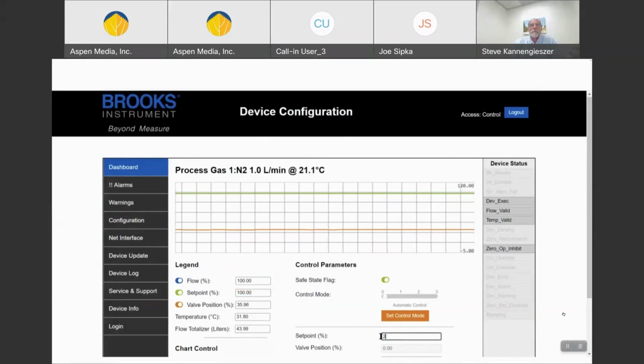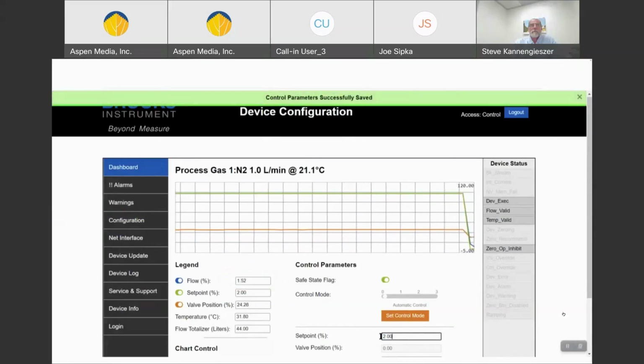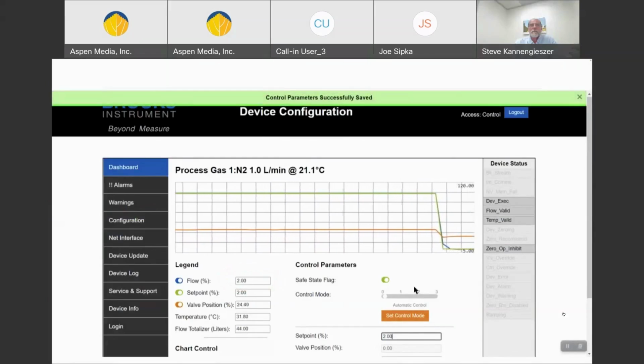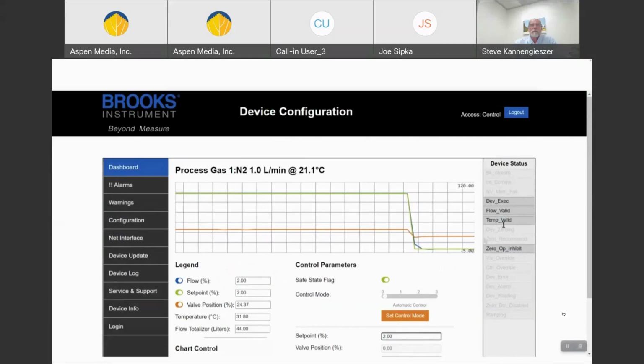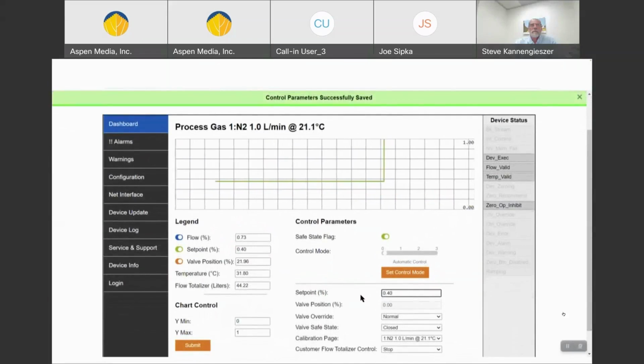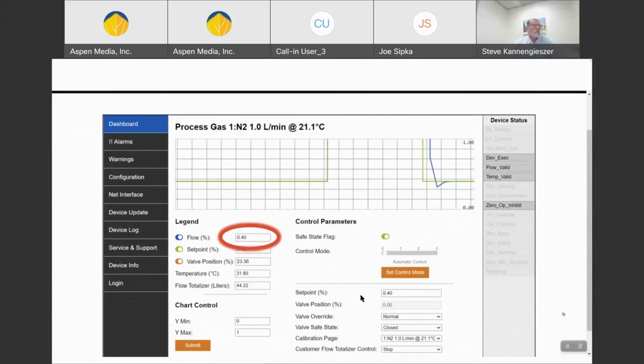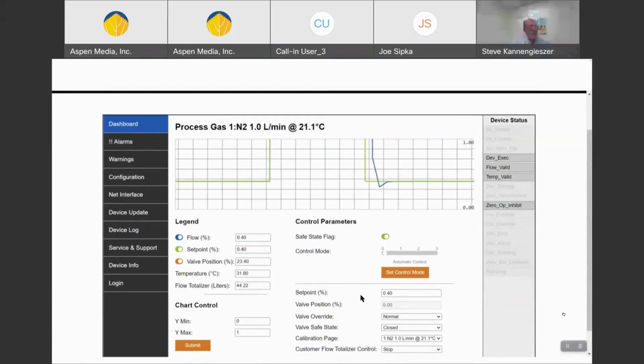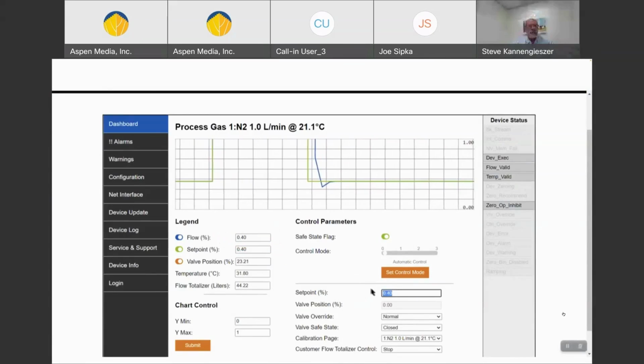Now I'm going to crank down the set point to 2% full scale, which is 20 cc's per minute. This is the normal limit of a typical MFC with a 50-to-1 turndown ratio. Next, I'll enter a set point of 0.4% full scale, which gives us a flow of 4 cc's per minute, the same as the device that we looked at earlier, even though that device had 1/10 the full-scale flow. Notice how this MFC provides excellent control and stability even at this very low set point.